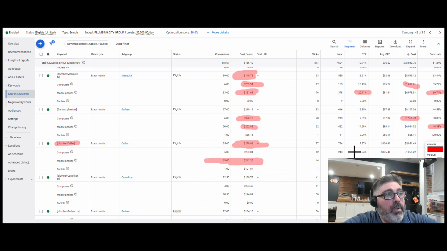So that's something you want to look at. How can you shift the budget to the areas that are performing the best? All you have to do is go to keywords and segment over a period of 90 days or more and start reallocating where your budget is going to maximize performance.